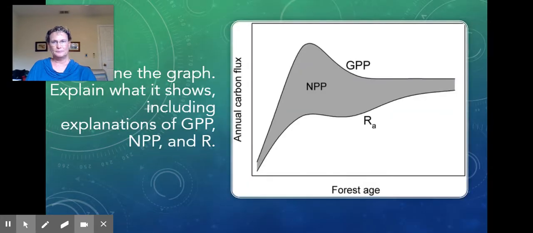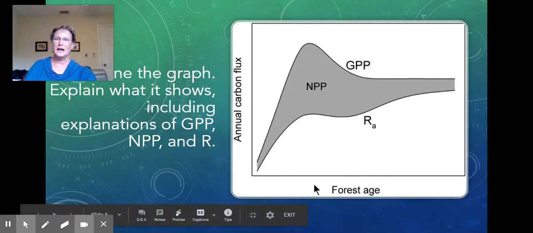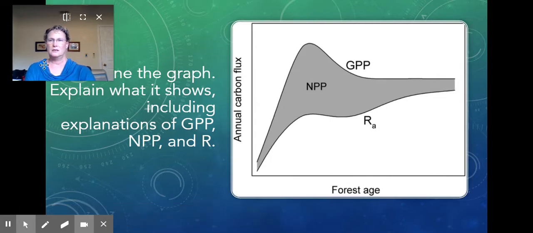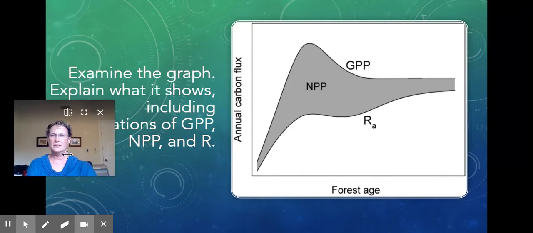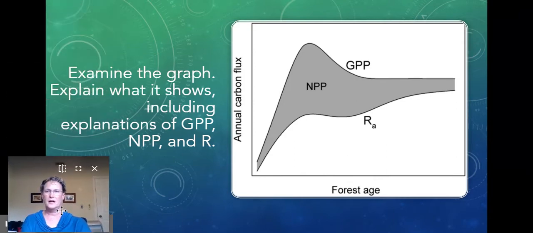So now let's look at this graph, which is going to show... why can't I move me?